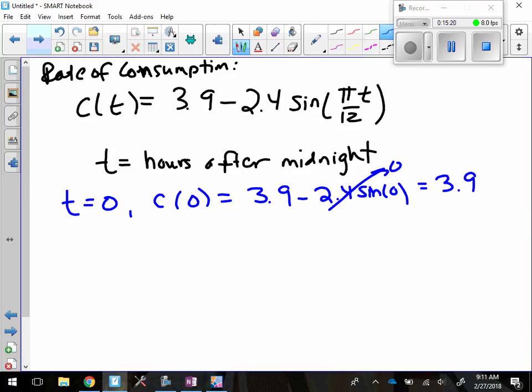So that's a pretty small amount of energy being consumed. But we don't really have anything to compare it to. So what time do people start getting up in your house, Zoe?